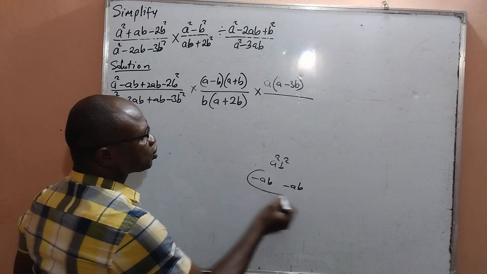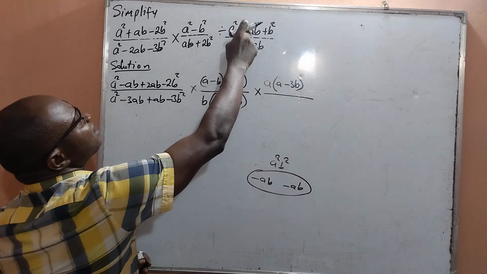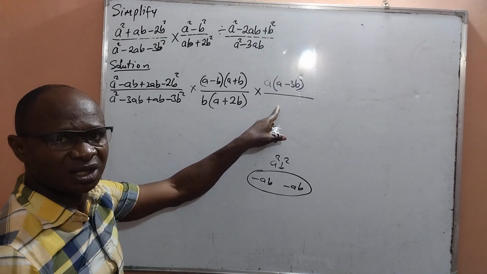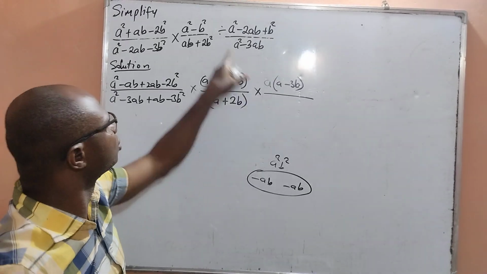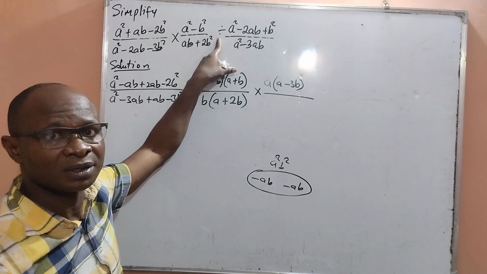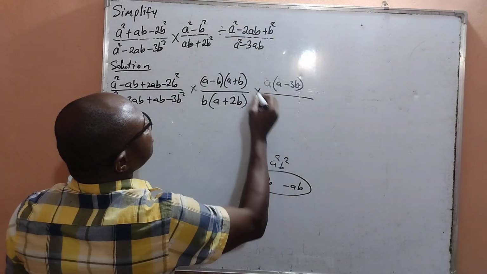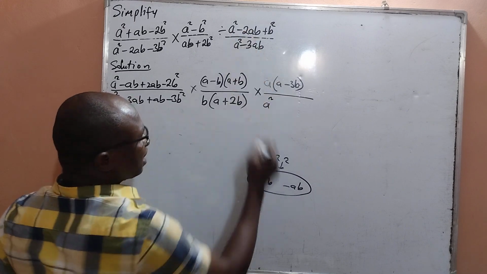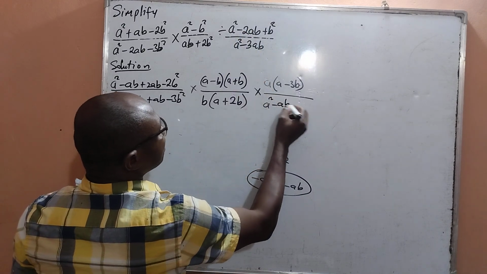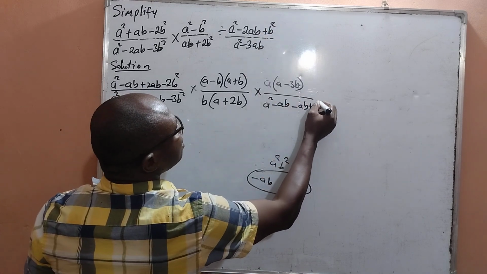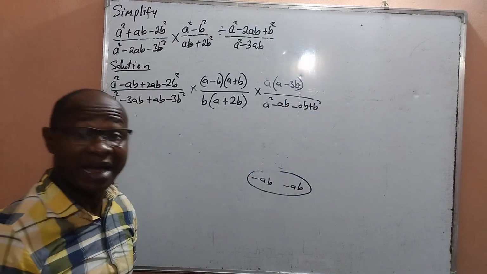Now, I will use these two terms that is correct to replace the middle one and of course at the denominator, because I have switched the numerator and denominator due to the presence of division sign. Alright, change to multiplication. So I write a squared, then minus ab, then plus b squared. Alright, this is where I am now.